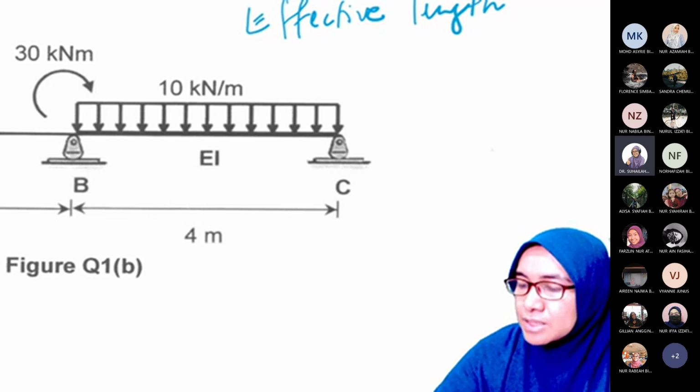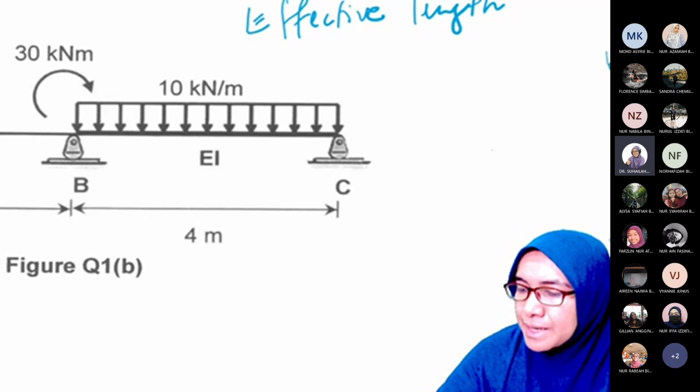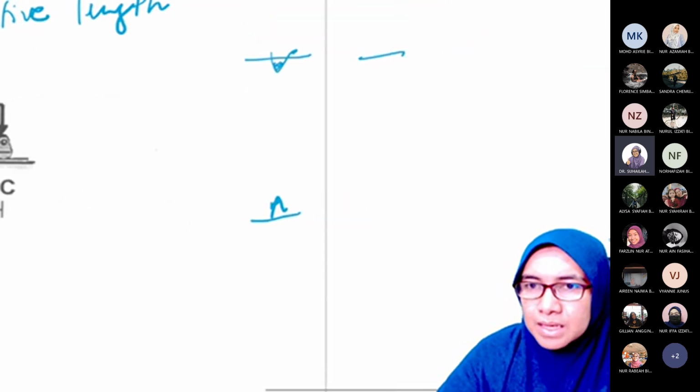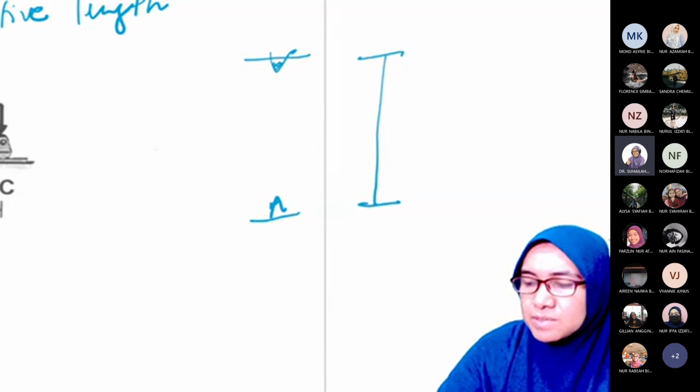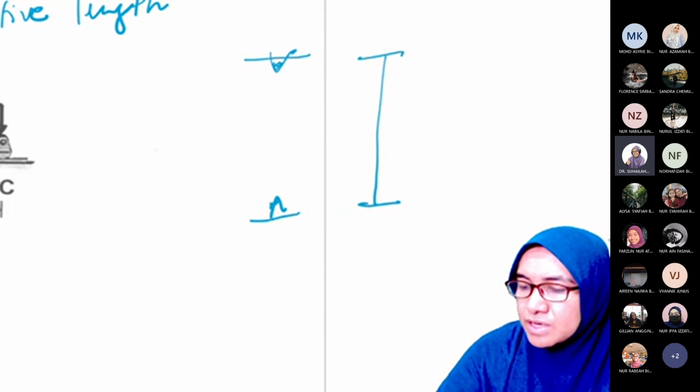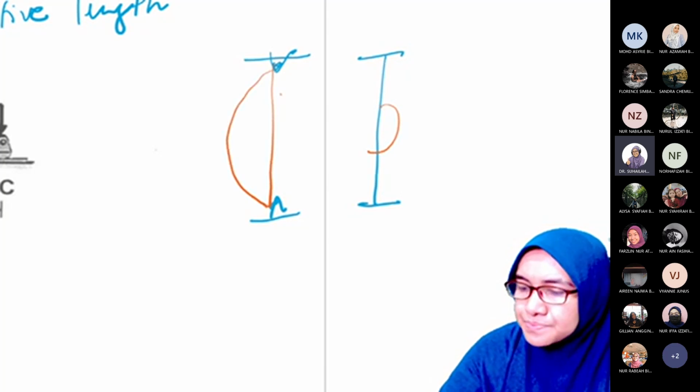Okay, contohnya masa tu you belajar, kalau kat sini pin dengan pin, kat sini pin dengan pin, how it buckle. Kalau kat sini fix dengan fix, okay, kalau fix dengan fix macam mana? So kalau fix dengan fix, berapa dia punya effective length? Kalau ni pin dengan pin, dia punya effective length dia berapa? Do you remember this?